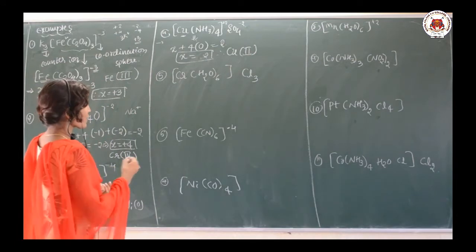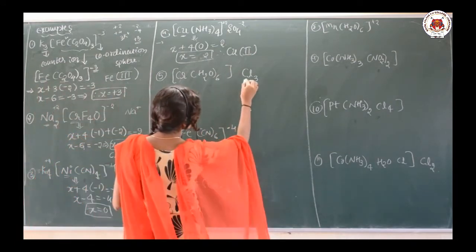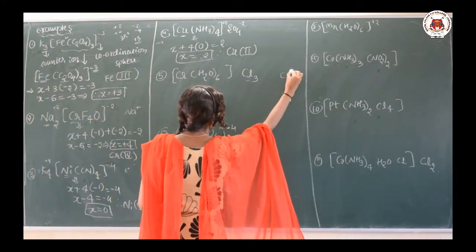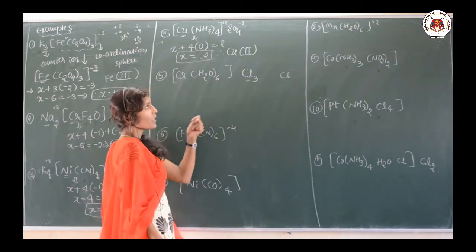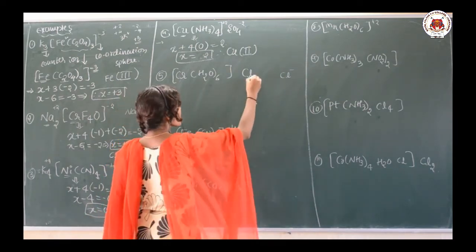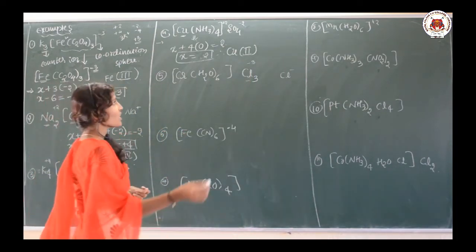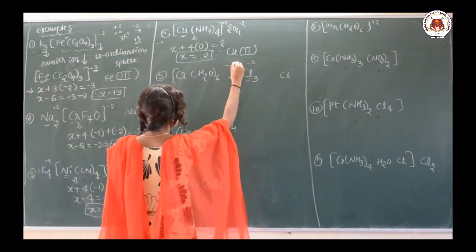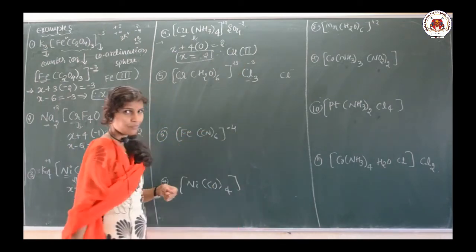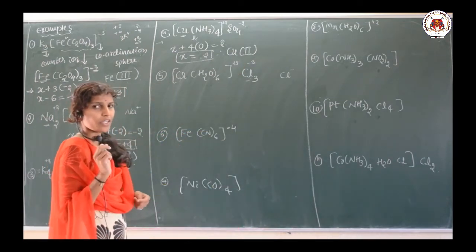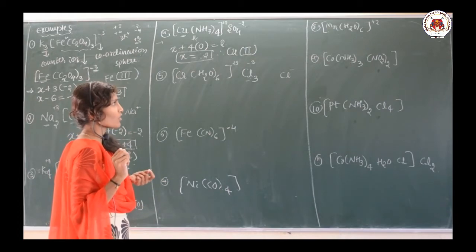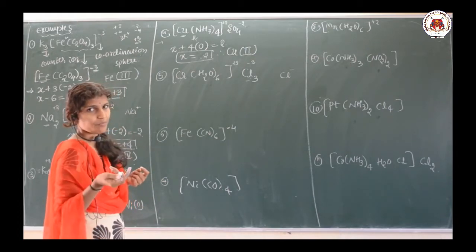Okay. And next, here the counter ion is Cl. Cl always carries the -1 charge. How many Cl are there? 3. It means the charge on this is -3. So what about the charge here? It will be +3. The counter ion is having -3, which means the coordination sphere should have +3.